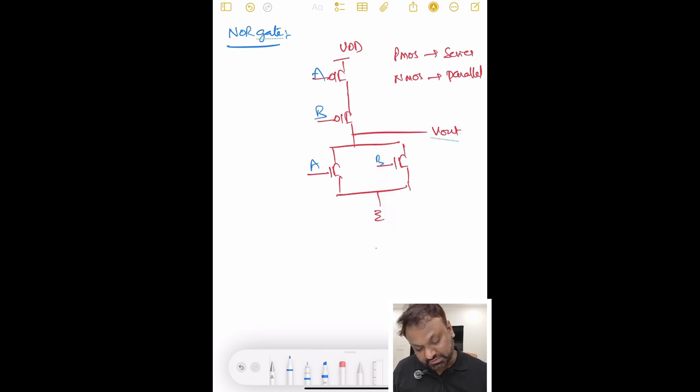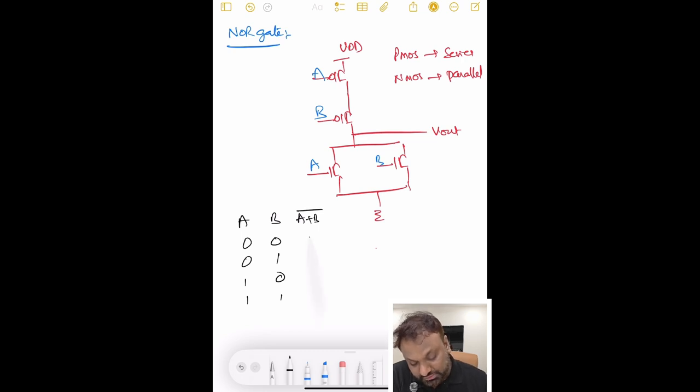Same thing, if you see the truth table, A, B, this is first of all the NOR gate, right. This is A plus B whole bar. Inputs 0 0, 0 1, 1 0, 1 1. So what is A plus B whole bar? That means the NOR gate output. This is equal to 1 and the rest of the outputs are 0. It is the complement of the OR gate, right. So we will see the action here.